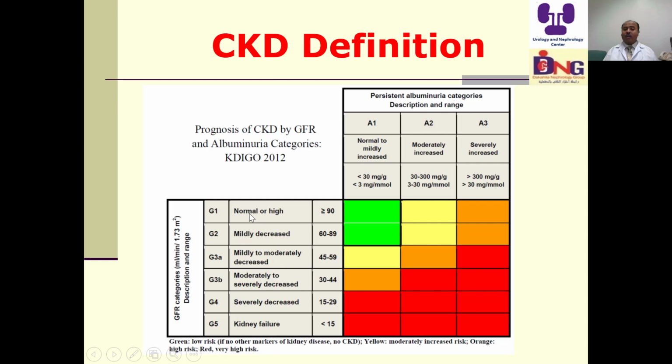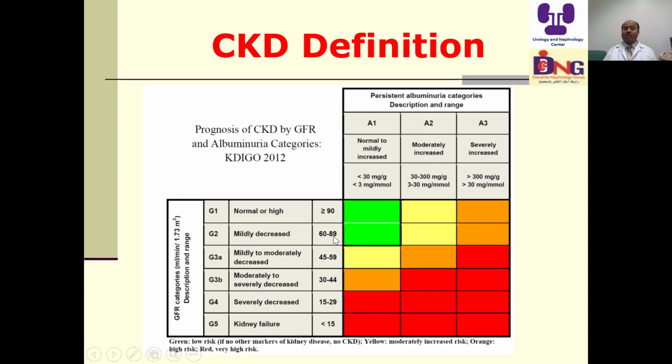To say stage 1 chronic kidney disease, GFR is above or equal to 90, but we should have abnormalities either in albuminuria or hematuria or electrolytes or histology. So if we are here, this is stage 1.